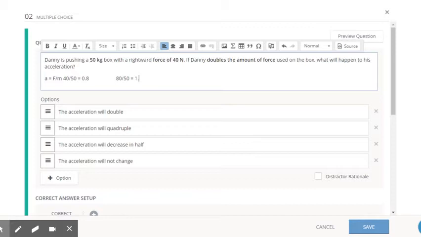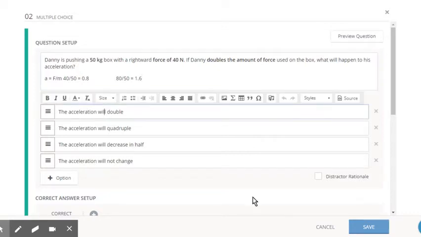And you get 1.6. So our new acceleration when we double the force is 1.6. 1.6 is double the original acceleration, which was 0.8. So the answer should be the acceleration will double.